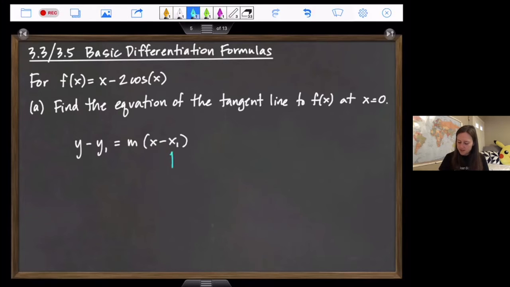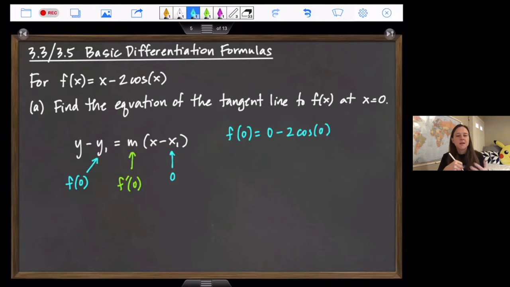We're going to plug in the x value that they give us for x1, which in this case is 0. Our y coordinate is just going to be f of that x coordinate, f of 0. And our slope, as always, for tangent lines comes from the derivative. So let's start off with finding our y coordinate, our f of 0. I'm going to go up to the function and plug in x minus 2 cosine x. So 0 minus 2 cosine 0.